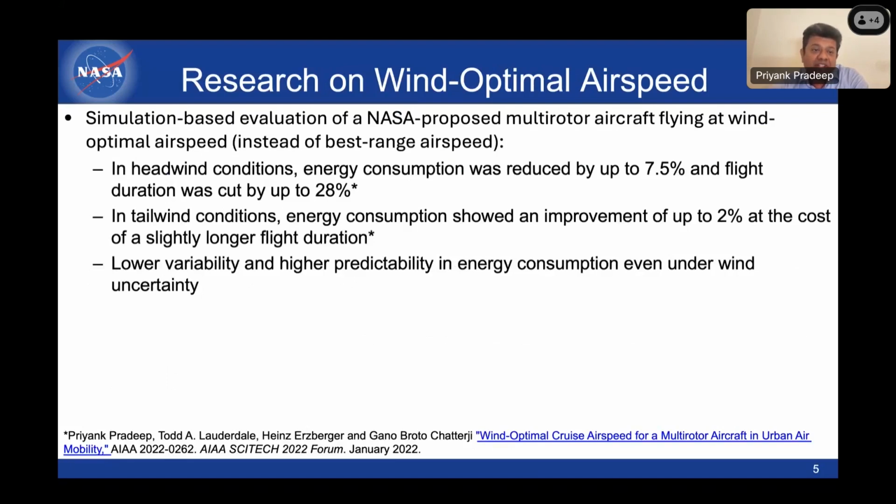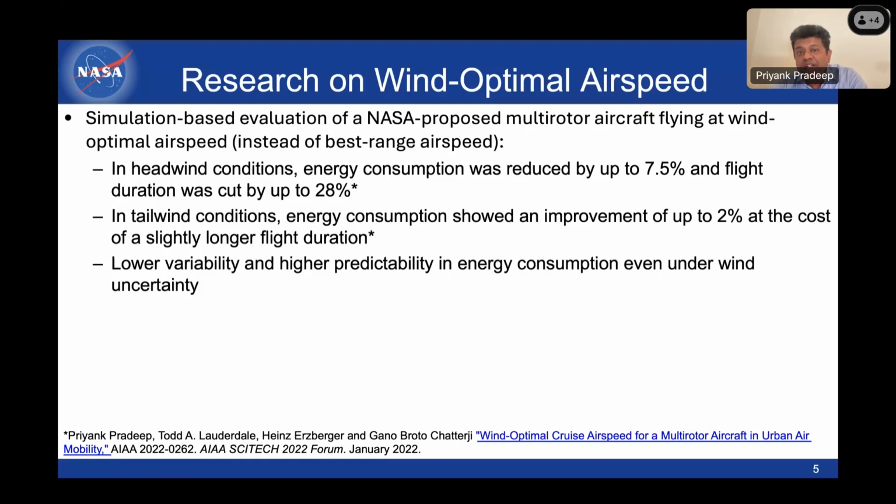So our simulation-based research at NASA Ames using a multi-rotor aircraft showed that flying wind optimal airspeed compared to best range airspeed in headwind conditions had an energy consumption reduction of up to 7.5% and a flight duration reduction of up to 28%. On the other hand, in tailwind conditions, we observed an energy consumption reduction of up to 2% at a cost of a slight increase in flight duration.